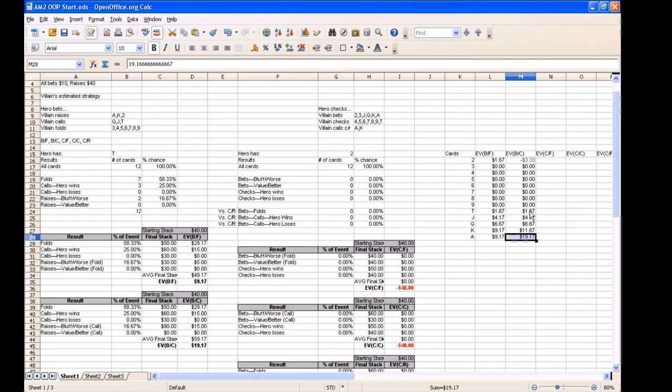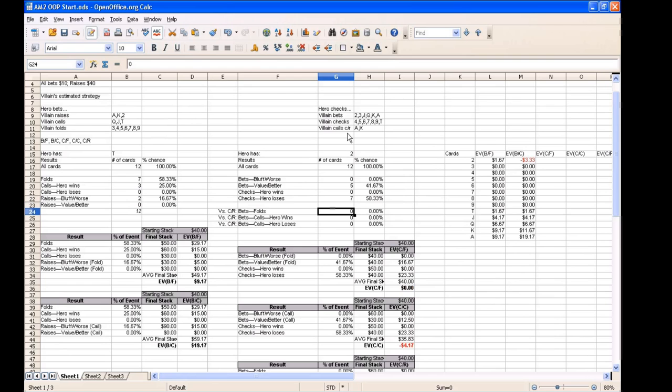So now we can move on to the checks. So we check with the deuce. We know that he's going to bet with worse never. We've got the nut low, so it's impossible. He'll bluff with a better hand or bet with a better hand five times, and he will check it down, and we're going to lose seven times, 4, 5, 6, 7, 8, 9, 10.